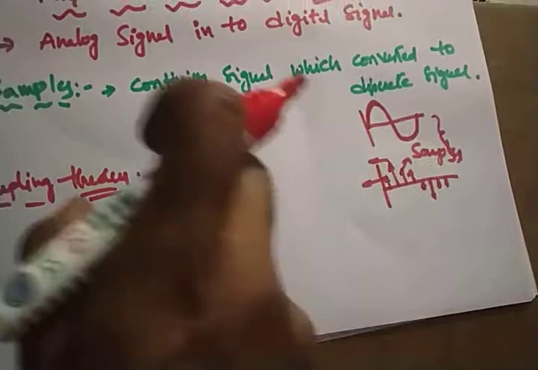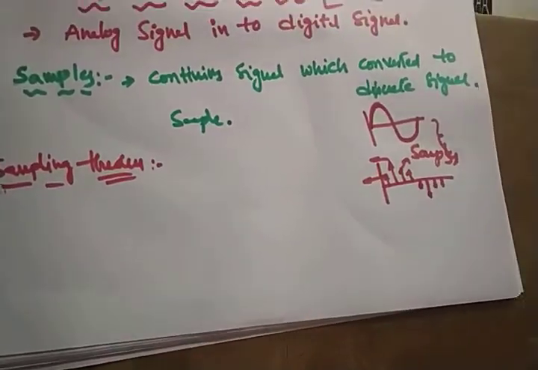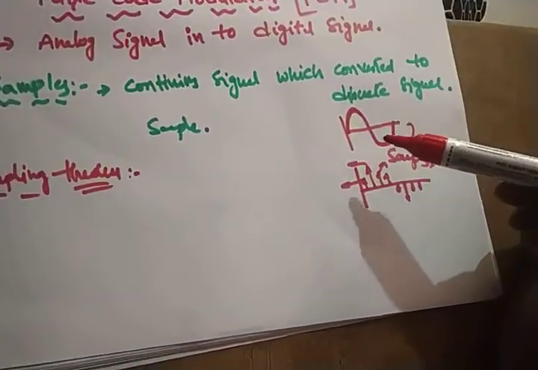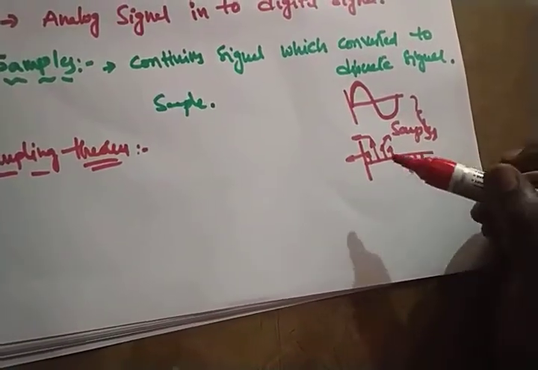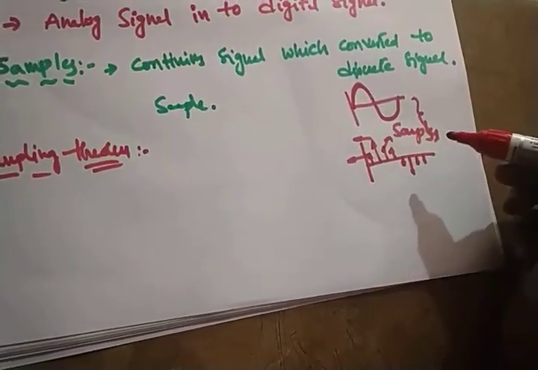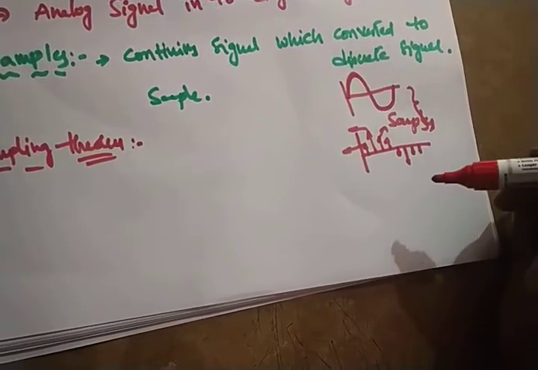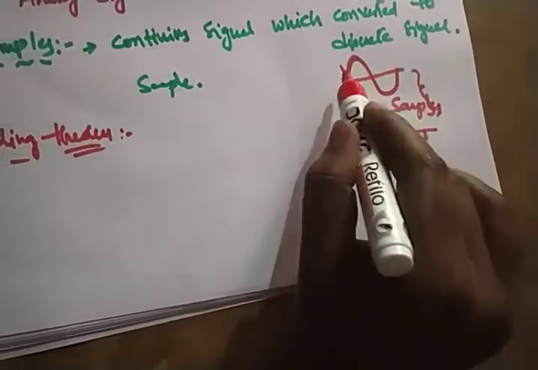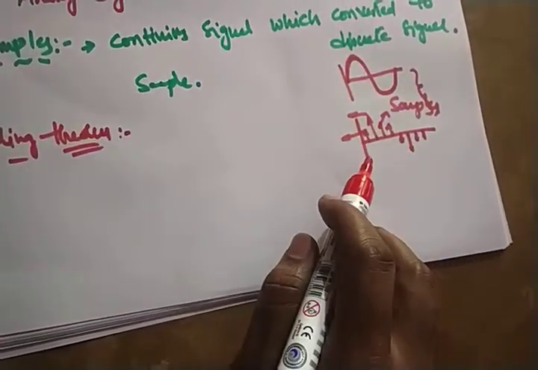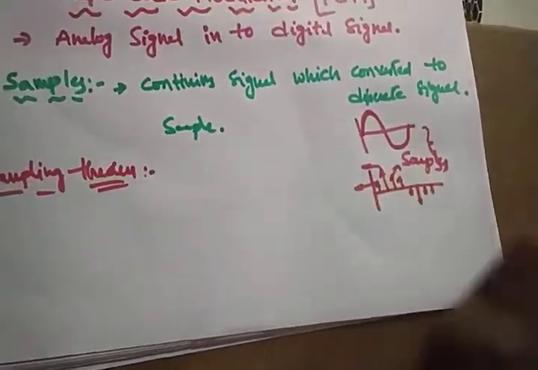So that condition states the sampling theorem. Samples means your analog signal which is converted to discrete nature. The sampling theorem states that your continuous signal is converted to discrete nature, and we can retrieve back your original message signal from the discrete signal itself, with a simple condition. That is called the sampling theorem.